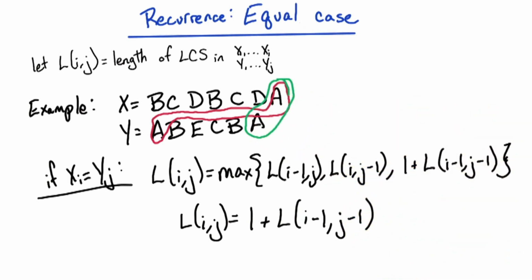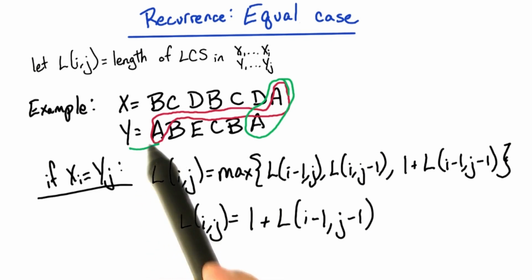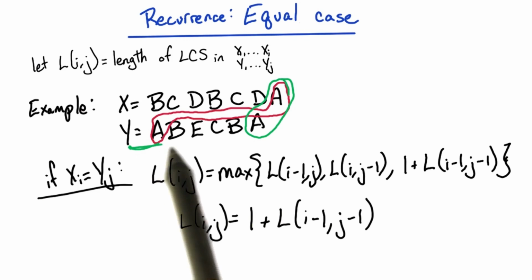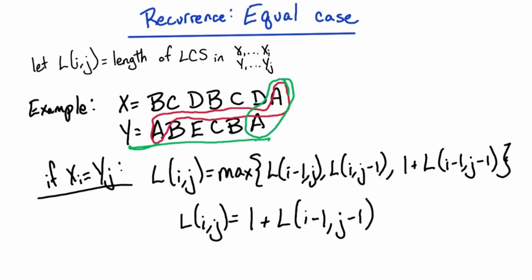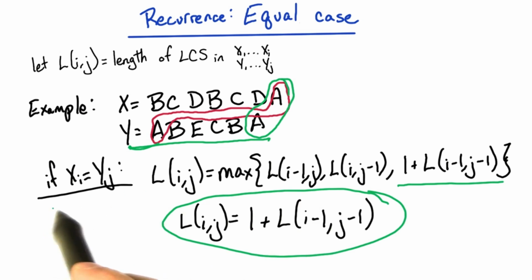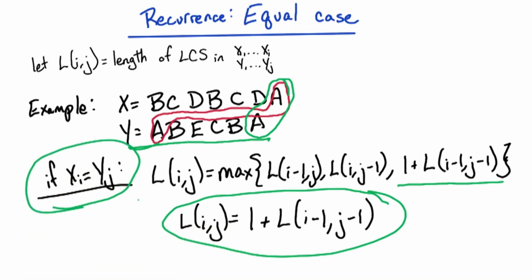Any subsequence which occurs in that smaller prefix of y is also a subsequence in this larger prefix of y. Okay, it's a superset of it. Therefore, we only need to consider this case, and we get this simpler recurrence for the case where they're equal. Okay, and this completes our definition of the recurrence.